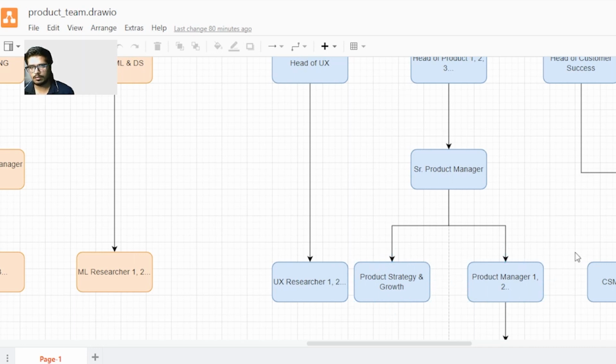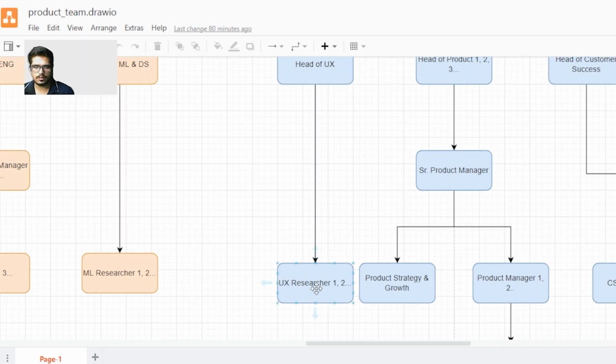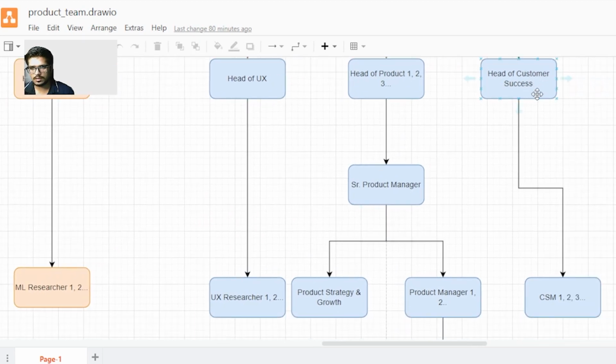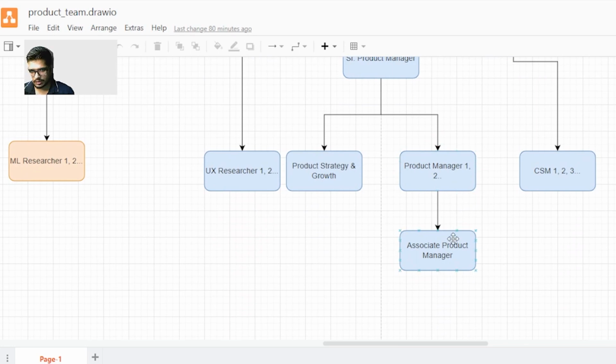There are multiple product managers who then handle different product modules. For example, some product managers may be looking after the data side of things, some product managers may be looking at, say, the UX side of things, etc. Then there are UX researchers 1, 2, 3 who directly work with the head of UX, and customer success has a customer success and support team. Again, there could be an associate product manager who may be working with one or more product managers per se.